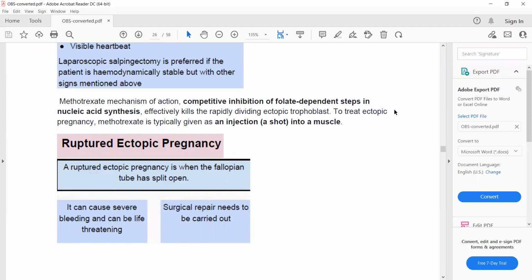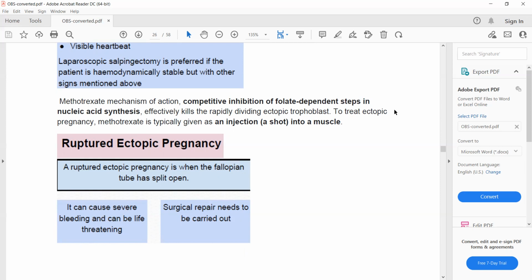So what are the signs of a ruptured ectopic pregnancy? If the patient is hemodynamically unstable, or if the systolic blood pressure is less than 90, then this is one sign that the ectopic pregnancy has ruptured. Another sign of ruptured ectopic pregnancy is the presence of fluid in the pouch of Douglas.